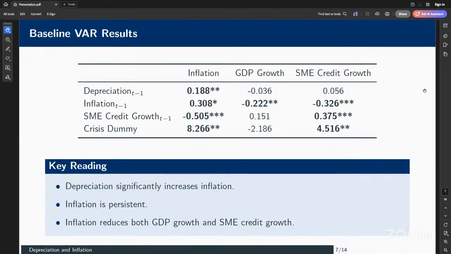So we are moving to the baseline vector autoregressive results. This table presents the baseline results. I will not go through every coefficient. Instead, I want to highlight three key messages. First, the lag depreciation has a positive and statistically significant association with inflation. Second, inflation is persistent. Once inflation increases, it tends to remain elevated throughout the time. Third, inflation has a negative association with both GDP growth and the SME credit growth. So this suggests that inflation may be the key transmission mechanism. In other words, depreciation affects inflation first, and inflation then affects the real economy and the credit conditions.